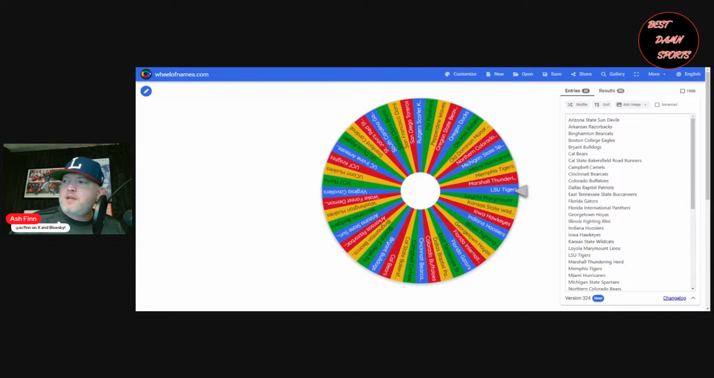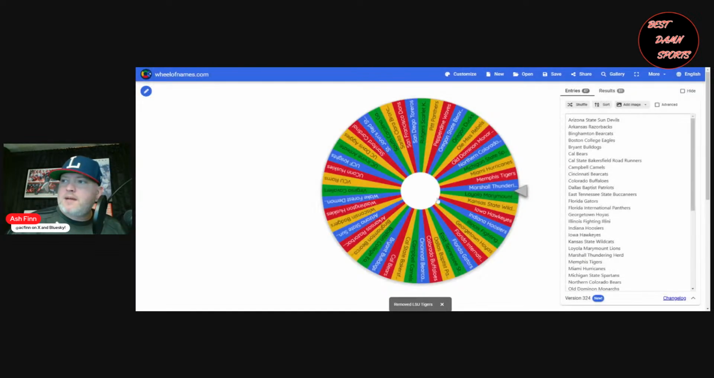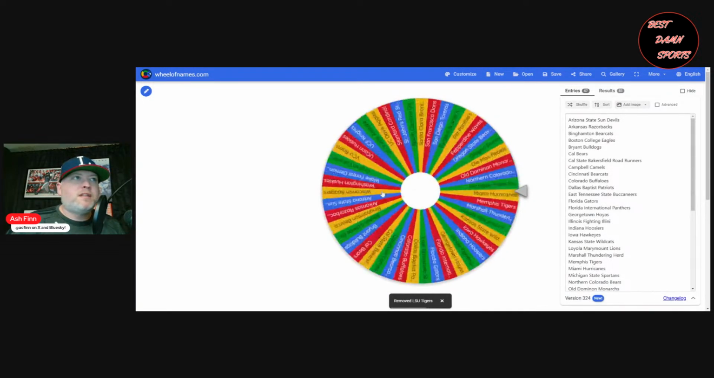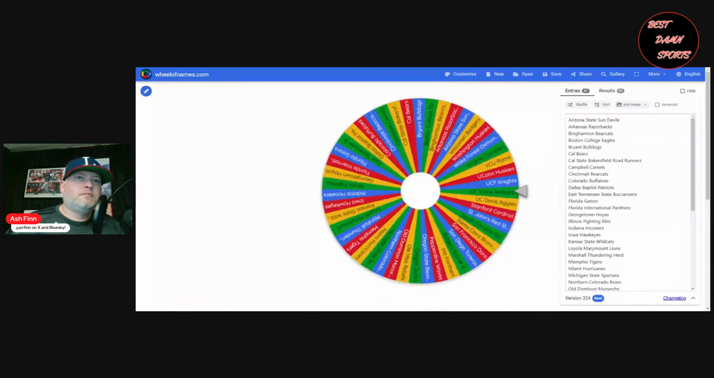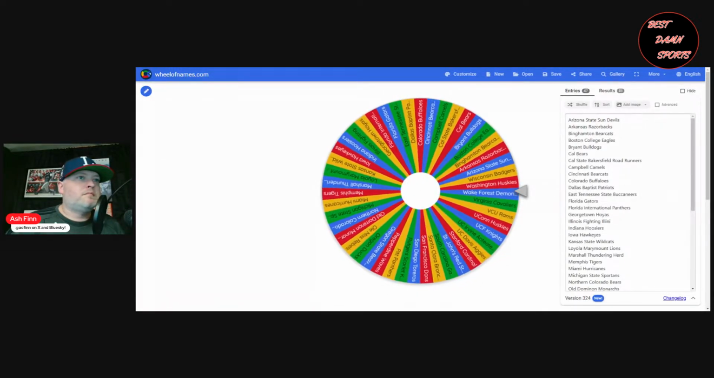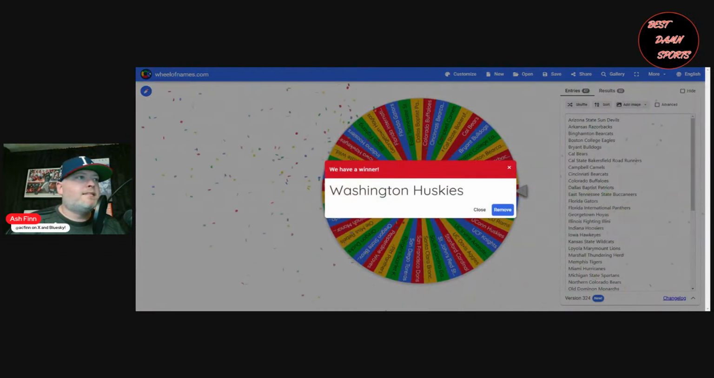And the next pick will be the LSU Tigers out of the SEC. They will be picking number 5 in the SEC draft. So that one is also filling pretty rapidly. We got 47 spins to go. And the Washington Huskies out of the Pac-12 will be drafting 6.